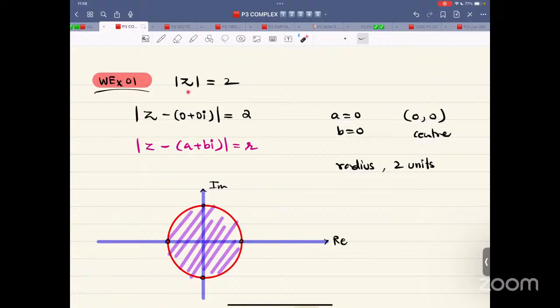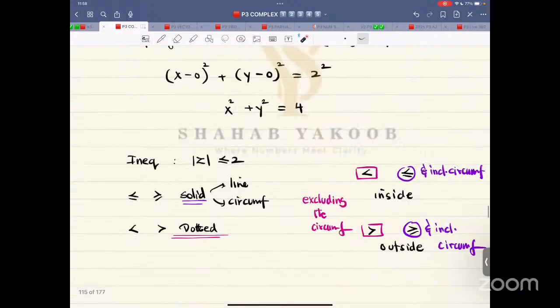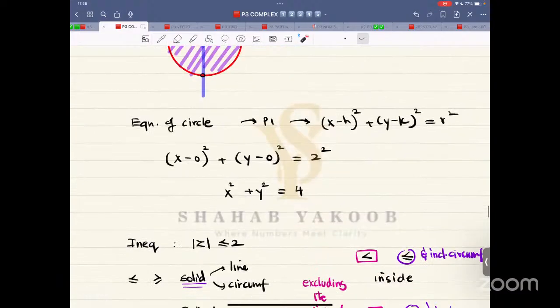If it's only Z modulus, that means the center was 0, 0. This number over here, that's the radius. Of course, the P1 circle equation is also needed, like I've used it over here. If they ask me the Cartesian equation, I'll use x minus h whole square plus y minus k whole square is r square. This is 0, this is 0, this is radius square.